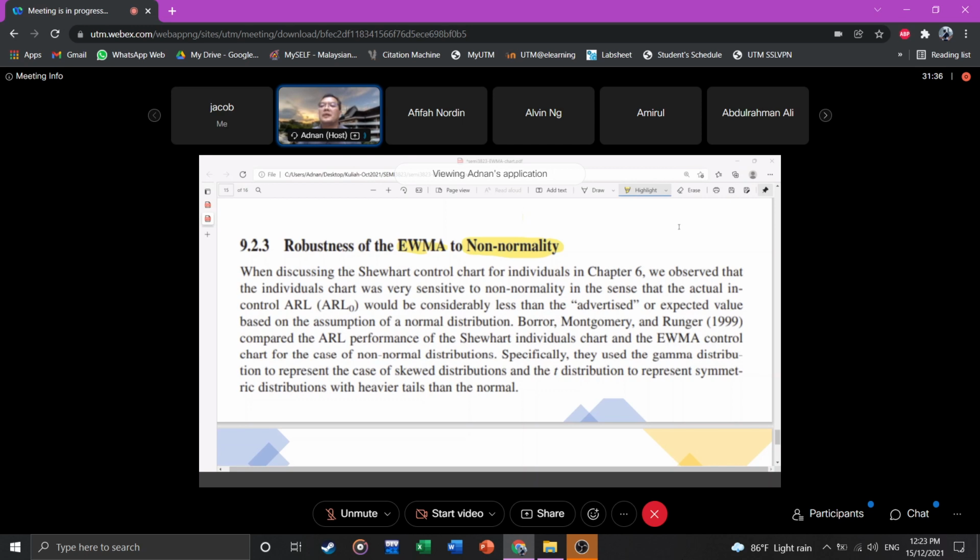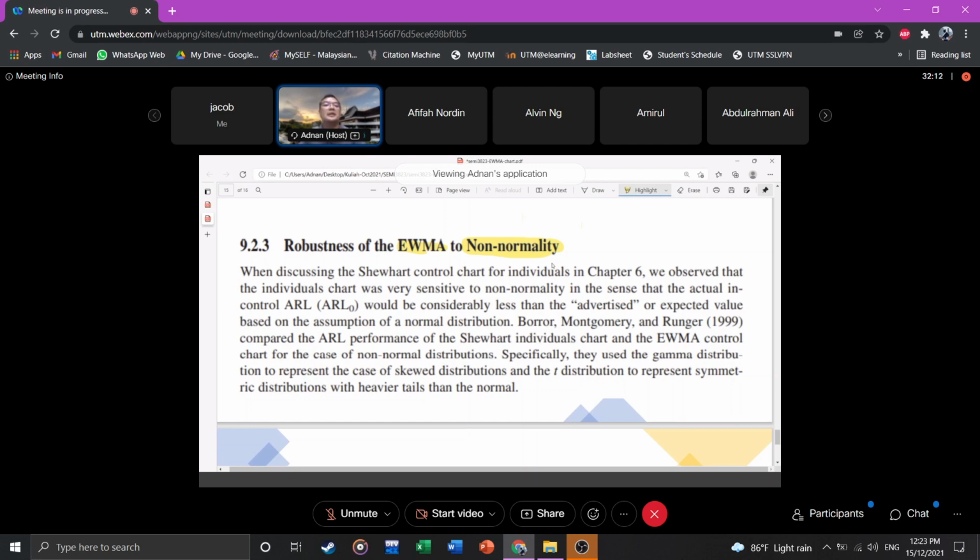Okay, log transformation. In the case of using UMA, the advantage is it's not so sensitive to non-normality. So meaning that it can be used for non-normality. Let me go back to the slide.